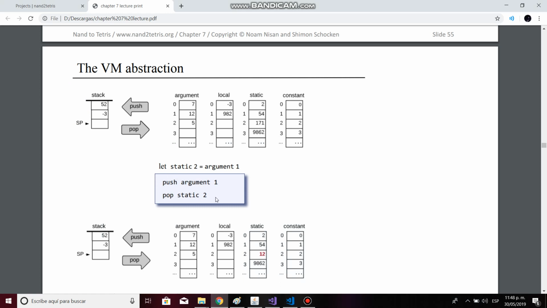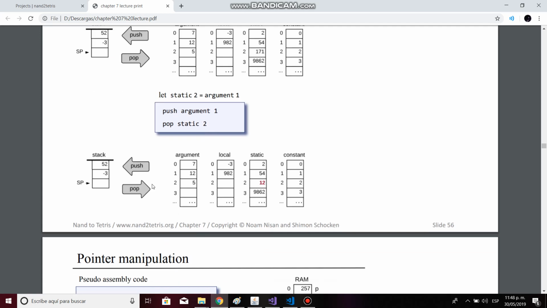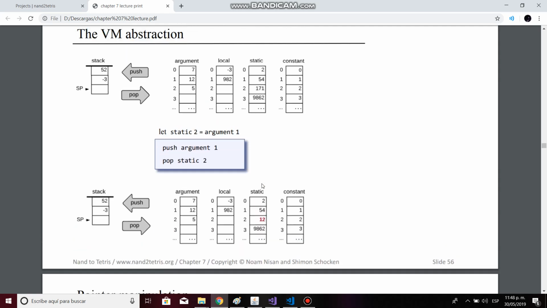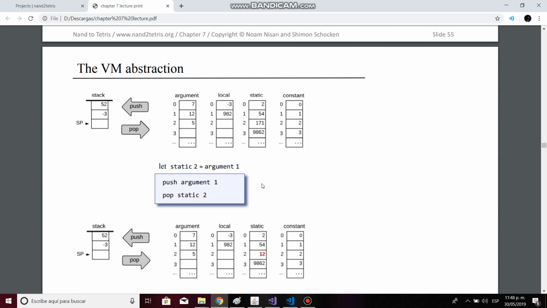So we're going to take 12 out of the stack and we're going to pop it to the static segment, in position 2. So this 12 we have right here is going to go to here. And as we see in this result, the 12 that was in the stack then goes to here. So that's how you manipulate different values between memory segments using the stack.